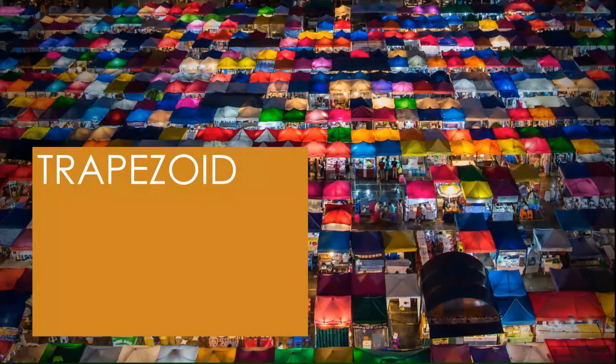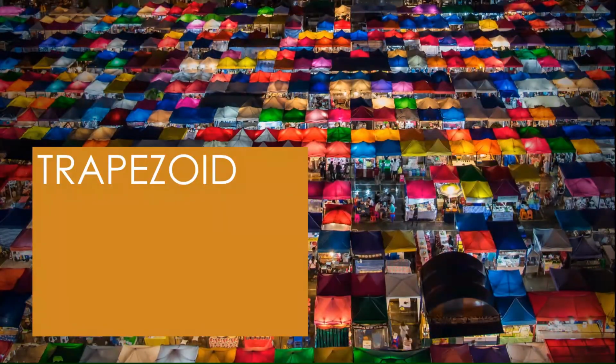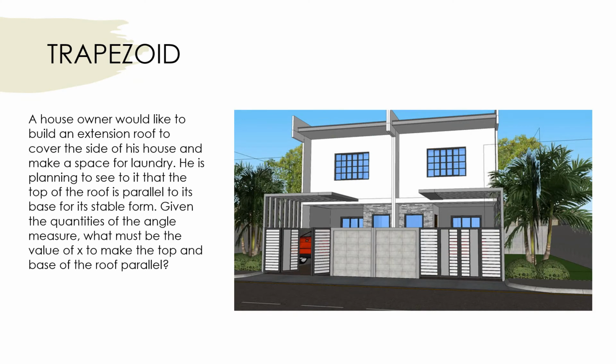Now let us apply the properties of the trapezoid. A house owner would like to build an extension roof to cover the side of his house and make a space for laundry. He is planning to see to it that the top of the roof is parallel to its base, for a stable form. Given the quantities of the angle measures, what must be the value of x to make the top and the base of the roof parallel?